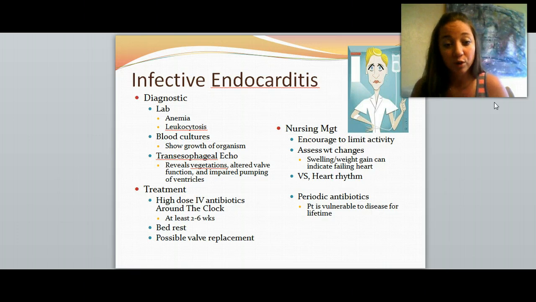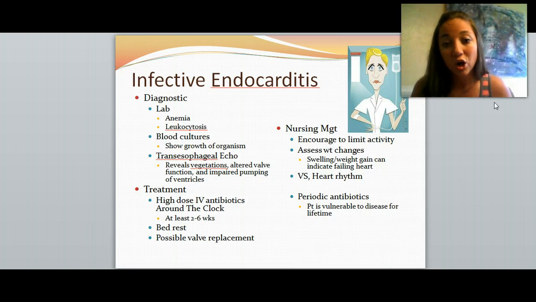All right, so we really want to be watching our patients, putting them on bed rest, noticing if we see any degeneration in the patient's status, if the patient is declining at all, we really want to notate that and report it to the physician as quickly as possible, because potentially they might have to have a valve replacement as a result of this disease.